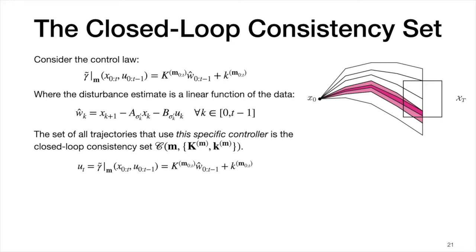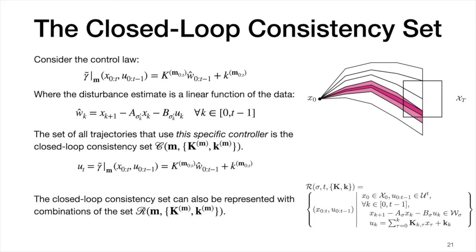So, although the consistency set for a given mode may not be completely within the target set, it might be the case that we can find the right controller, aka the right restriction, which does, as is shown in the figure on the right. In parallel to the last section, this object can be represented with combinations of a closed-loop reachable behavior set, R, as well.